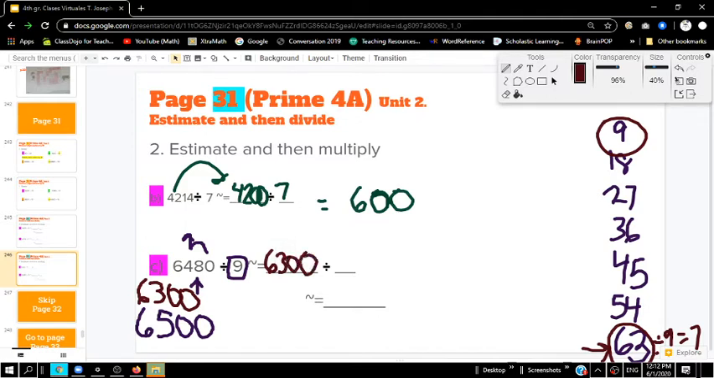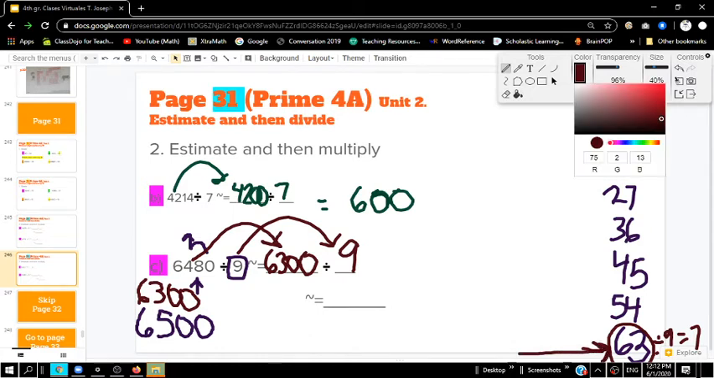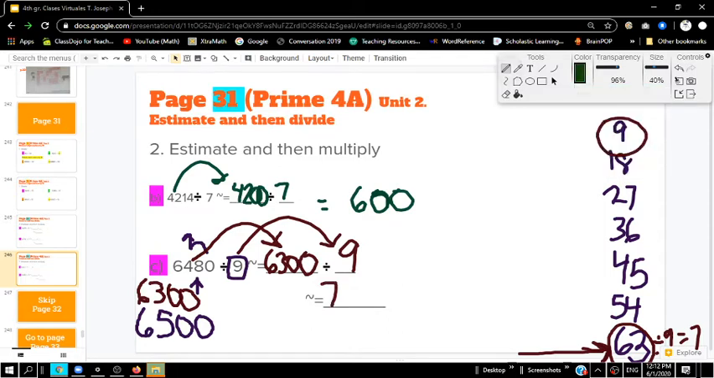Okay? So 6,480 is now estimated as 6,300 divided by 9. Well, if I know that 63 divided by 9 equals 7, I'm going to put my 7 in my answer blank. But we're still not finished. We need to count to see how many zeros are in our problem. I count 2. That means 2 zeros are going to be in our answer.